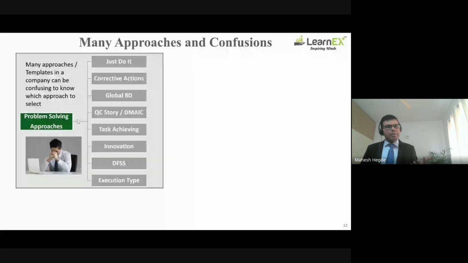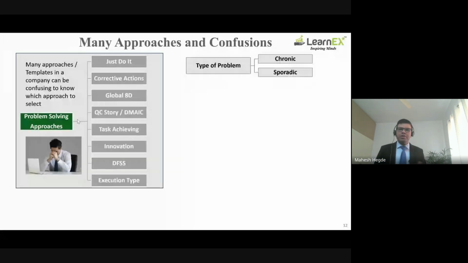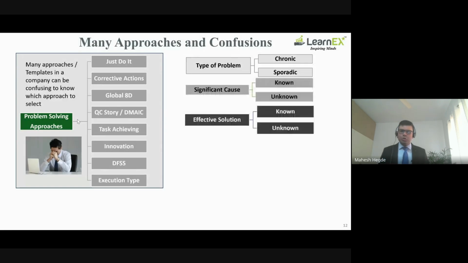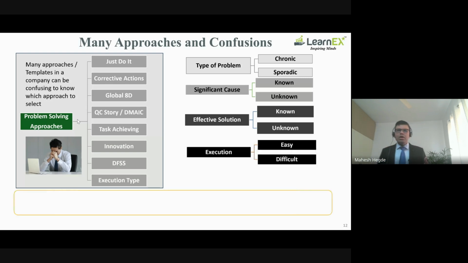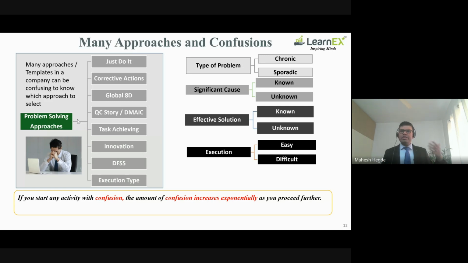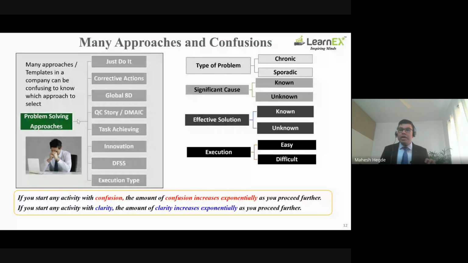When it comes to problem solving, there are many approaches. Just do it, corrective actions, global 8 disciplines, QC story, they're all practiced in industry. Whatever I mentioned, task achieving QC story, innovation approach, design for Six Sigma, all these are practiced in the industry. And there are different types of problems like chronic, sporadic. Cause is known or not known, solution is known or not known, execution is easy or difficult. Now it is important to have clarity on which kind of approach we have to use. So after 2-3 slides of theory, I'll get into the case studies.